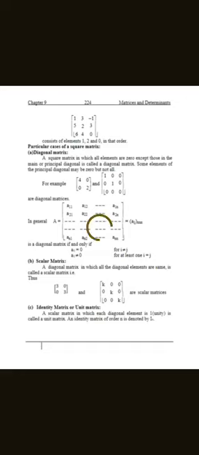And in the second example, we have 3 cross 3 matrix. So all the diagonal entries are non-zero and the entries other than the diagonal entries are zero. So the second one is also an example of the diagonal matrix.